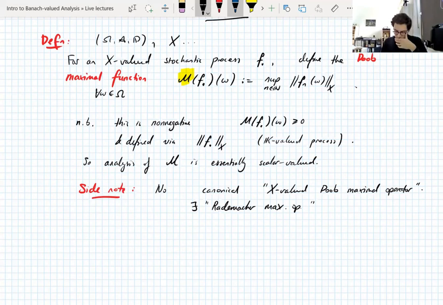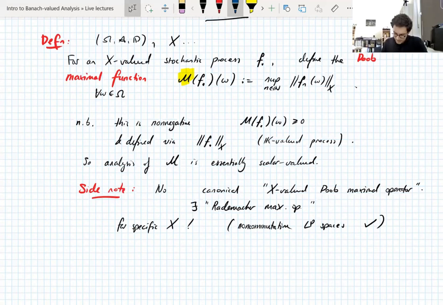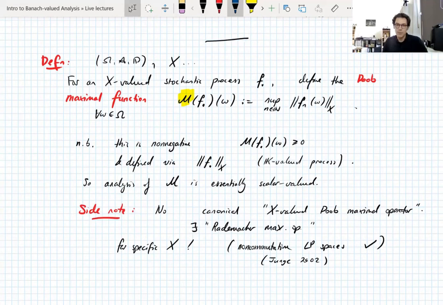But for specific Banach spaces or specific classes of Banach spaces, there are proper canonical true vector valued analogs of the Doob maximal operator. For example, for non-commutative LP spaces, if you know what they are, there is a non-commutative LP valued Doob maximal operator that is truly the right thing to do here. This is coming from a paper by Marius Junge in, I think, 2002. So this is very new stuff, and I'm in the process of trying to understand that already, so I can't teach it to you. But I just wanted to note that the Doob maximal operator is really a scalar object, and the question of what is the right vector valued object is still sort of open in full generality. So we're already at the cusp of theory here. I can't give you canonical answers to that.